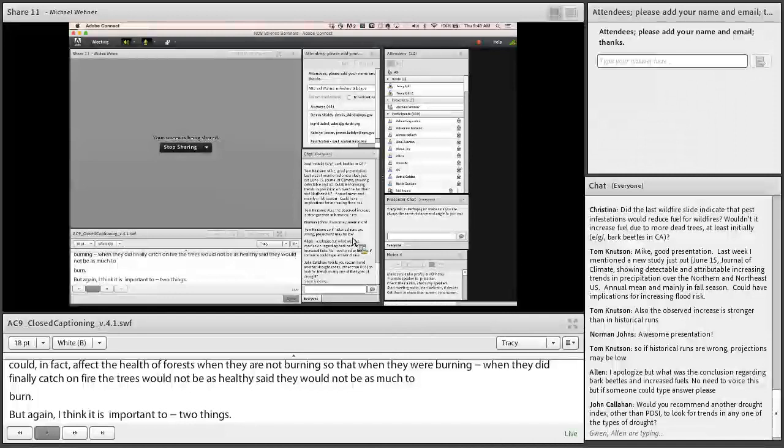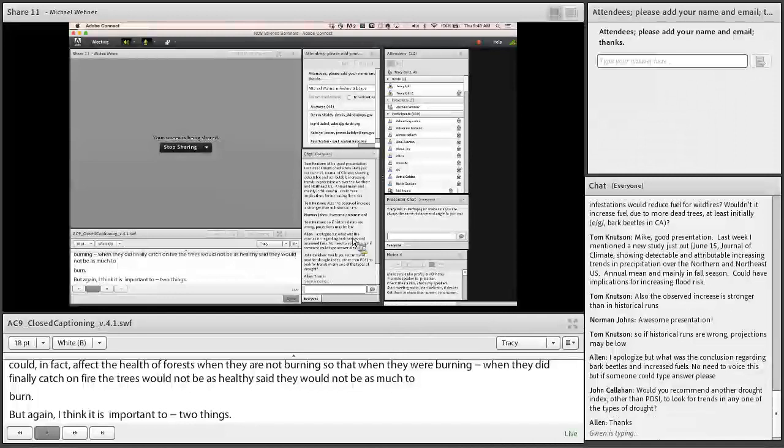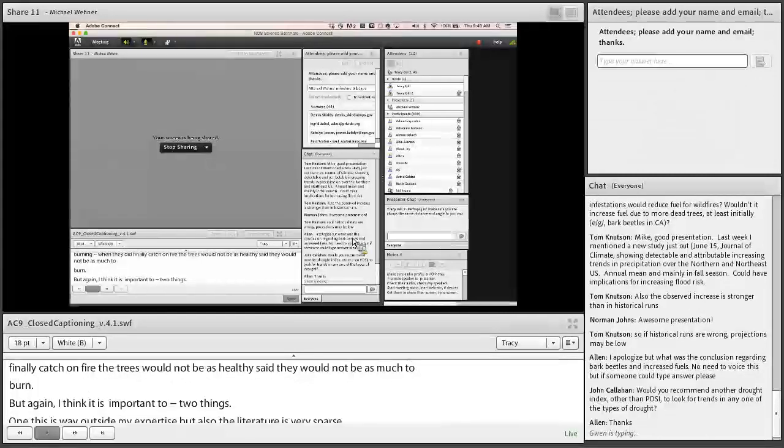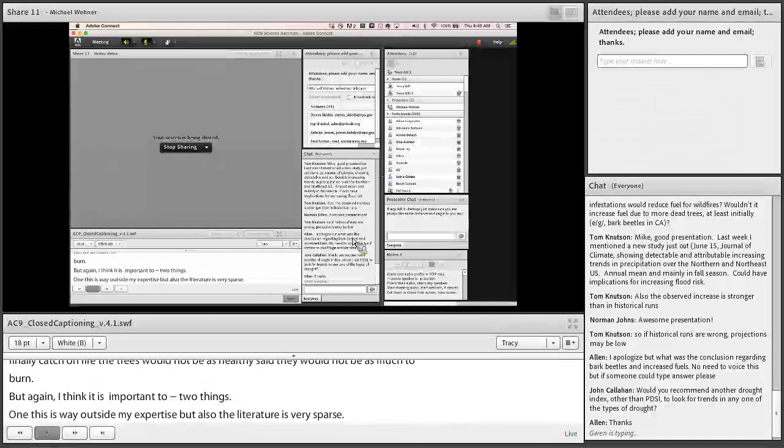Okay, thanks. And then John Callahan asks, would you recommend another drought index other than PDSI to look for trends in any one of the types of drought?